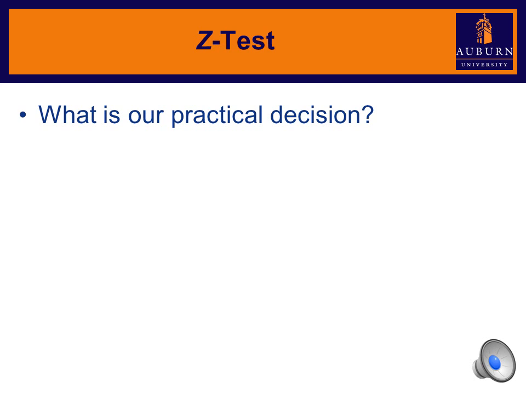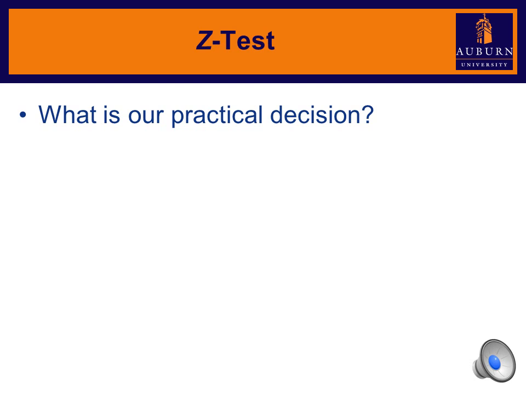We still have one more step, step number 7, which is our practical decision. Now our practical decision is what we would actually do in real life or in practice. And so I don't really care so much what you say for your practical decision, as long as you make a decision and then support it with the evidence that you have collected.